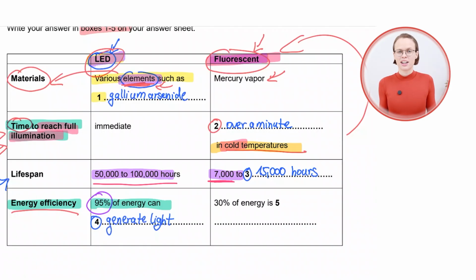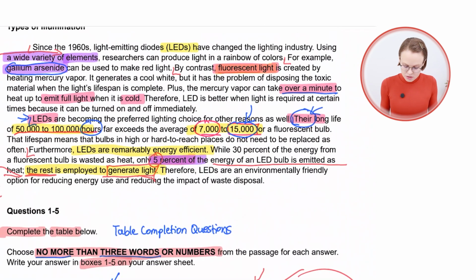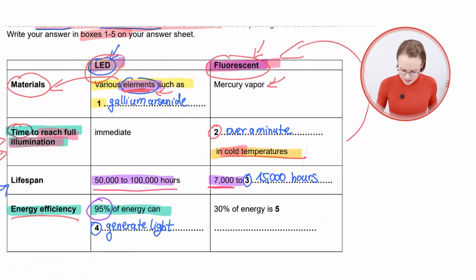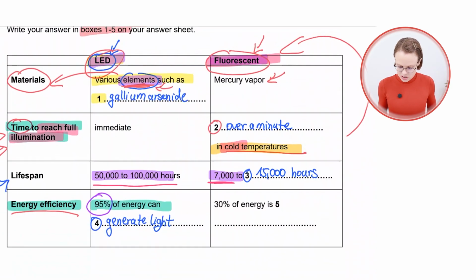Here you can see that when solving an IELTS reading test, you need to pay a lot of attention because the number 95% is not in the passage. Only the number 5% is. So you need to understand that when the passage talks about the rest, this is about the 95%. So pay attention when taking your IELTS reading test. Let's have a look at the last question.